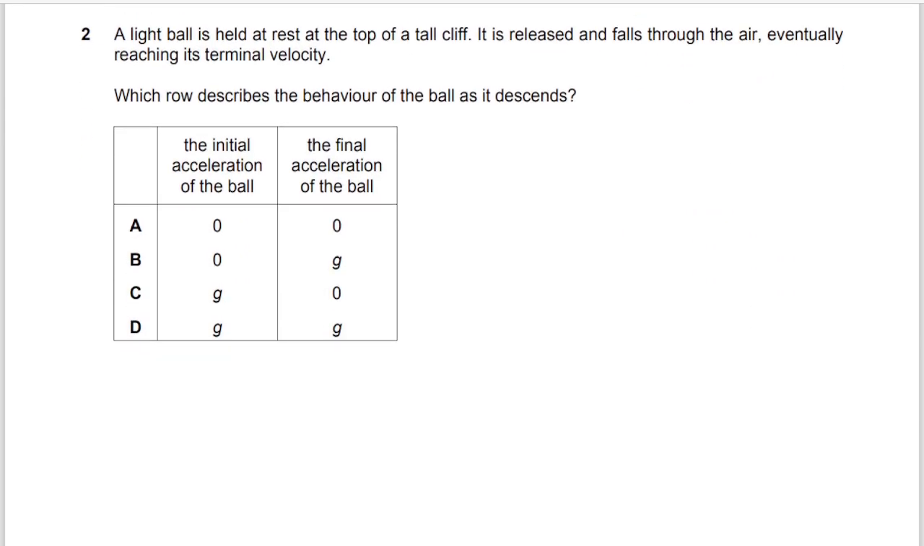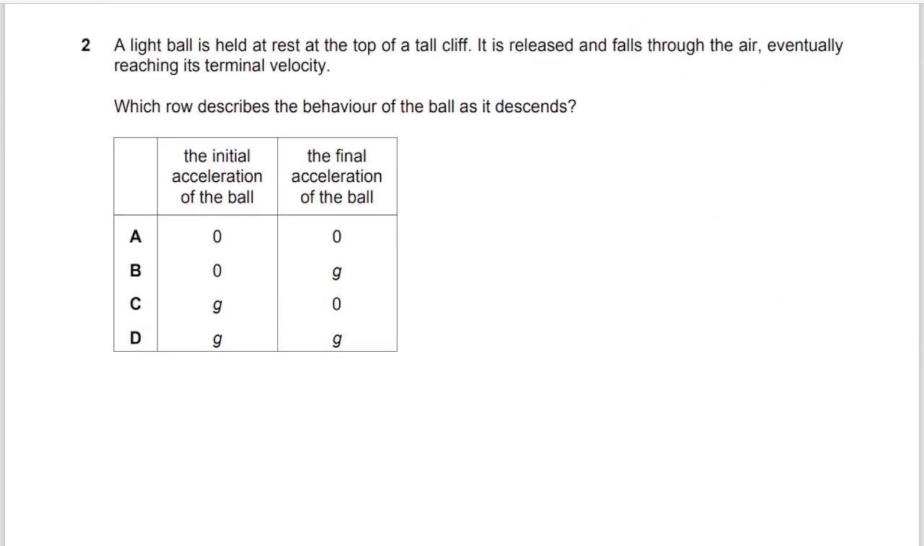Question number 2 says a light ball is held at rest at the top of the cliff. It is released and falls through the air, eventually reaching its terminal velocity. So when it reaches terminal velocity, that means terminal velocity is a constant velocity. That means the final acceleration of the ball is 0. Why? Because it is now moving with constant velocity.